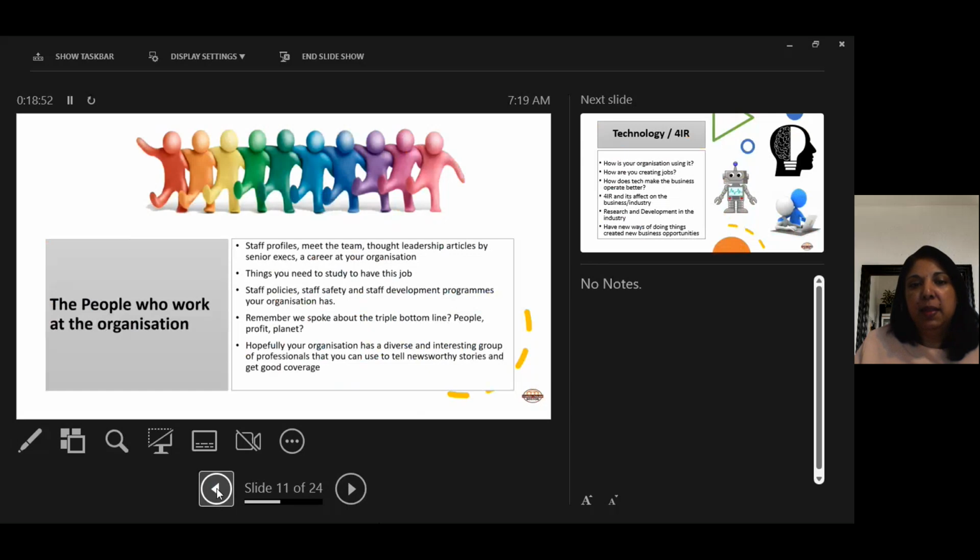So staff profiles, meet the team. You may have to write a piece on the CEO in the company magazine. Staff policies, safety and staff development programs in your organization. So your human capital team will have wellness programs that they will drive around hypertension, diabetes. These are diseases, non-communicable diseases that are plaguing not only South Africa, but the world.